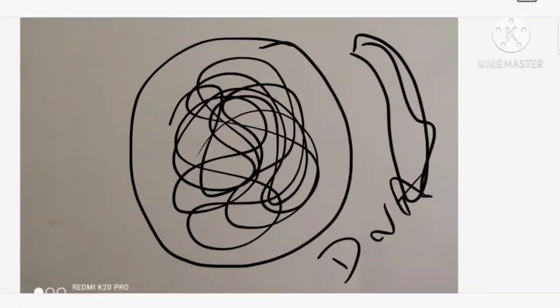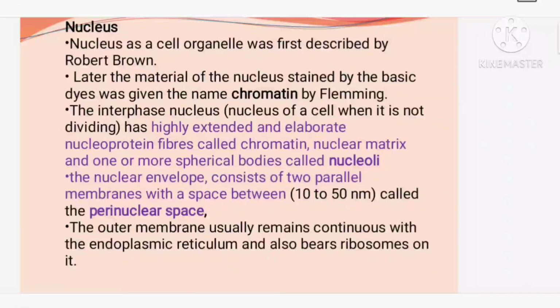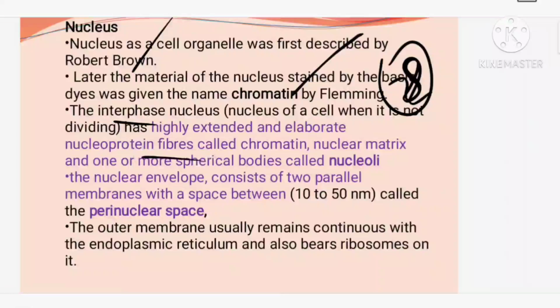Okay. Fine. The nucleus is a cell organelle and it has been discovered by whom? Robert Brown. The material of the nucleus stained by basic dyes was given the name chromatin. When you are staining it, the thread-like structures are getting stained, and the name chromatin was given for the stained material present in the nucleus by Fleming. Interphase means when this nucleus is not dividing, the DNA material will be present in thread-like structures. Those fiber-like structures we call chromatin.